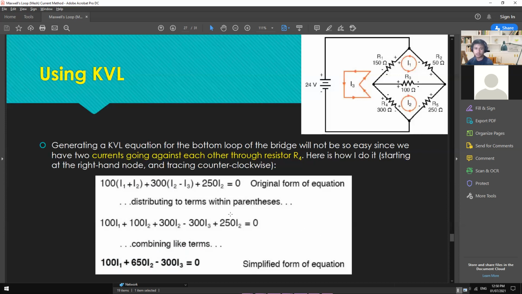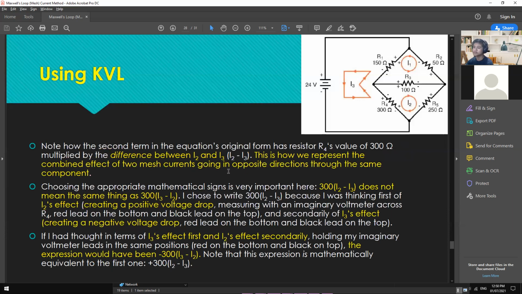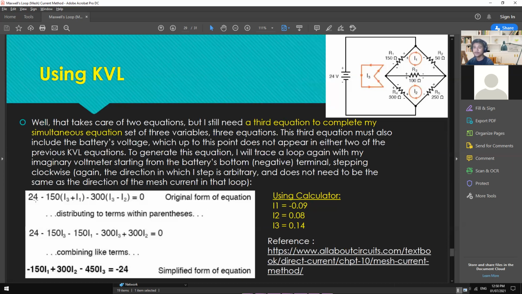Okay, so moving on to the next one. I'll skip the further explanations on how we came up with this one. So moving on to the last equation on the I3. We're still dealing with the outer sign. So we have here positive 24, minus R1 or negative 150 times I3, plus I1 since they have the same flow of current. And then negative 300 times I3 minus I sub 2 since they have an opposing flow of current.